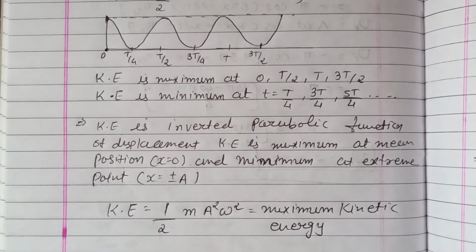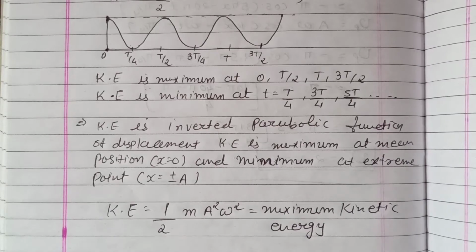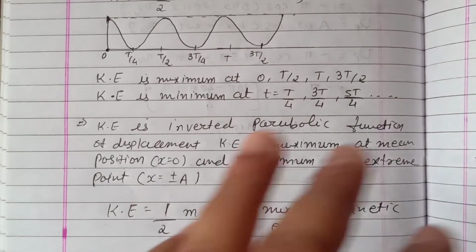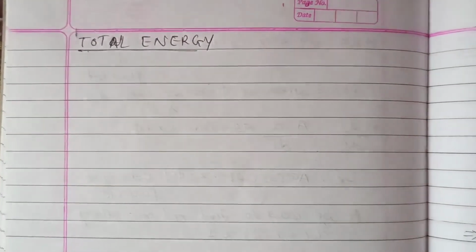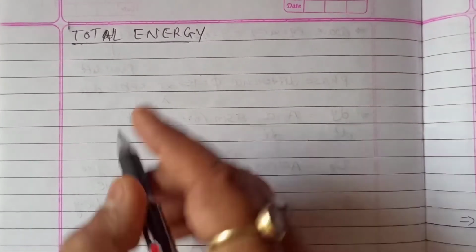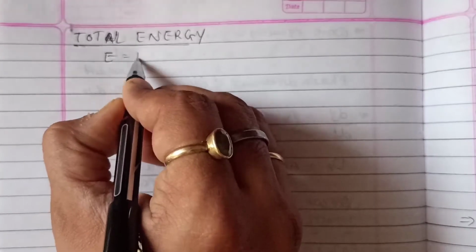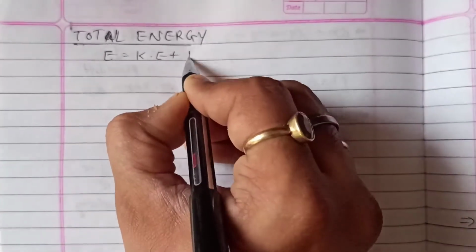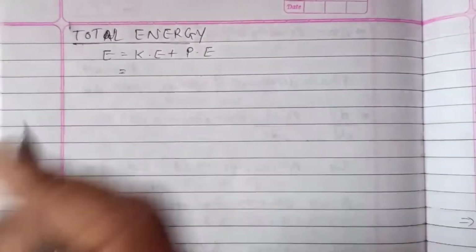This is the maximum kinetic energy. Okay, so now we discuss the total energy. Total energy E is equal to kinetic energy plus potential energy. Very simple. What is the equation of kinetic energy?